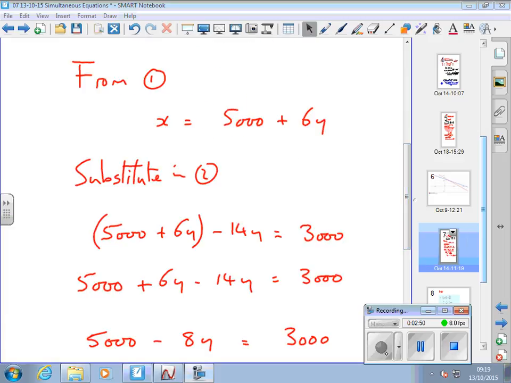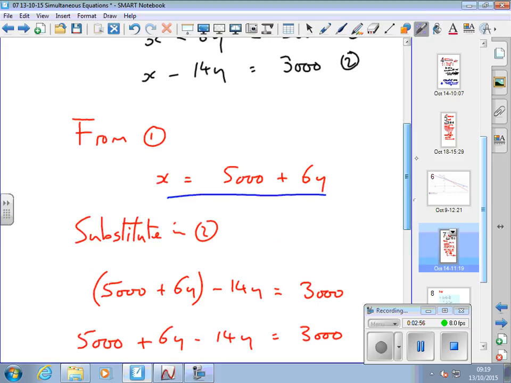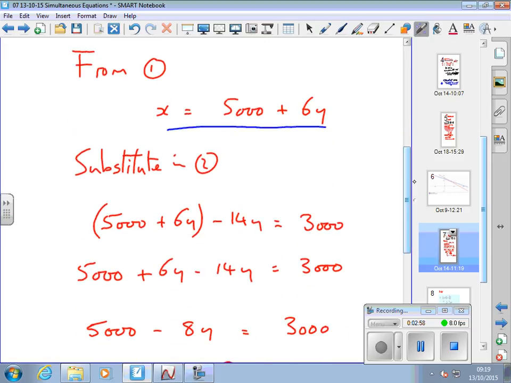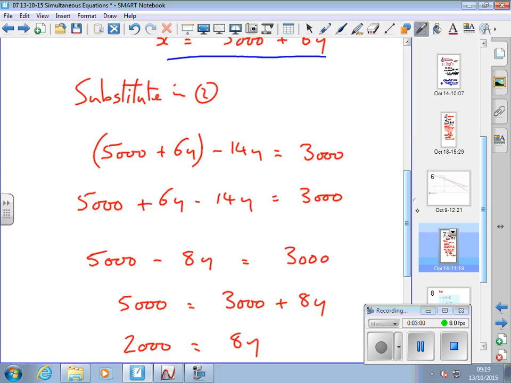So hopefully from 1 you've got x equals that. Add 6y to both sides to get x equals 5,000 plus 6y. Substitute into equation 2, so I'll put this in instead of x. This bracket is unnecessary actually. I just put that there really to show that that's what x was. It's that times 1, that's what's outside the bracket, so effectively it's just that.